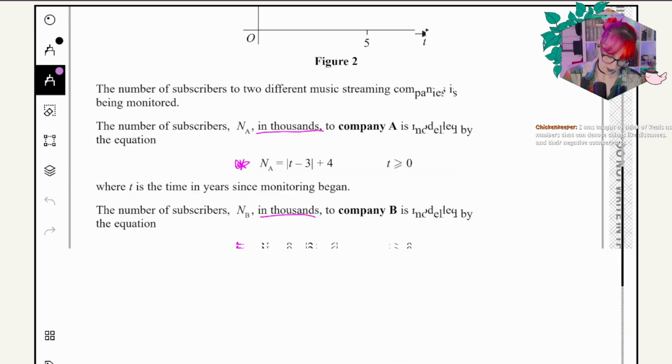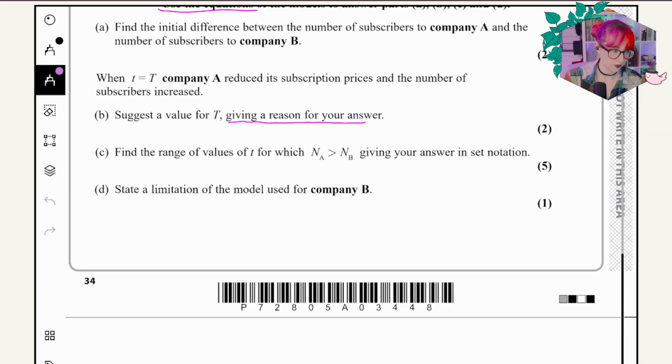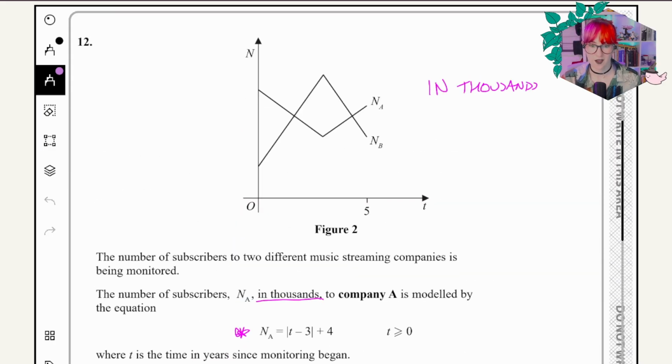Terrifying. Okay, there was one final part to this question. This is a really long question. State a limitation of the model used for company B. So again, we can sort of look at the graph and it'll give us a hint in that it's now hit a peak here and it's going down. So eventually it's going to hit 0.